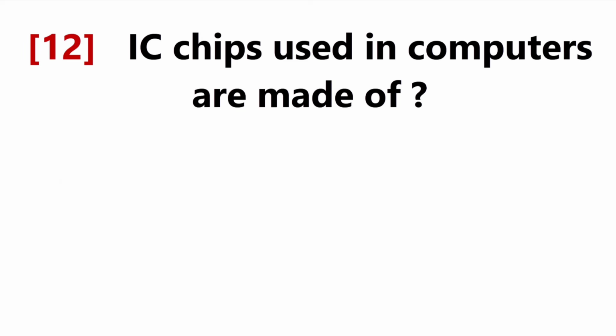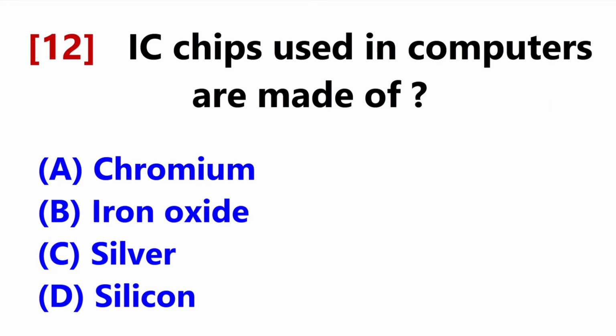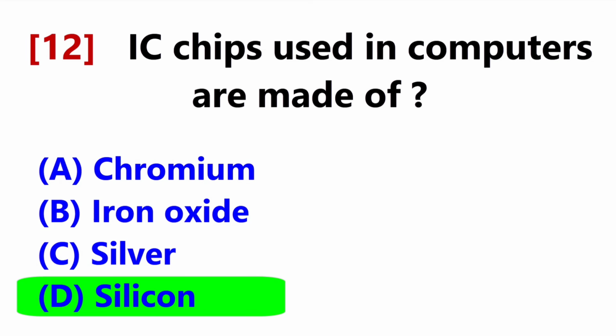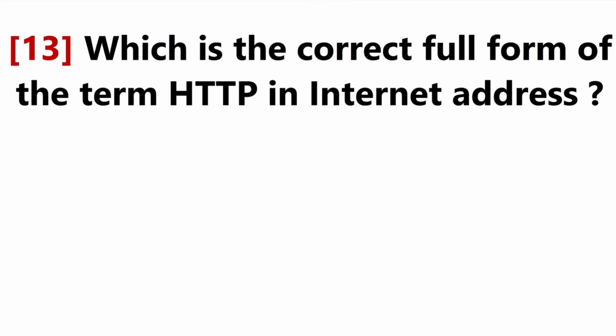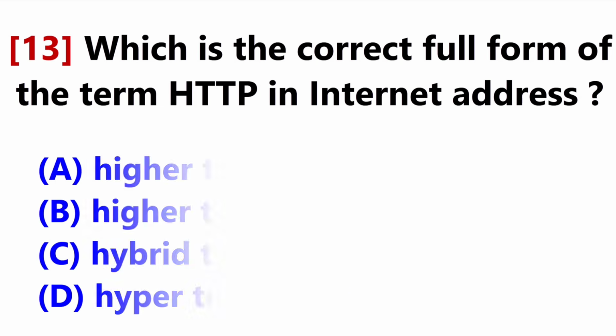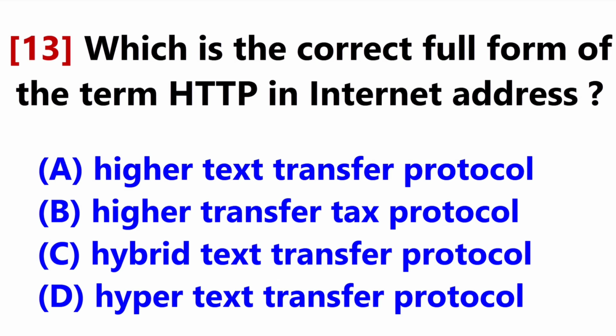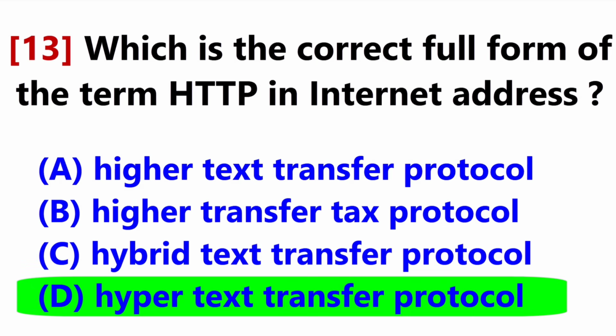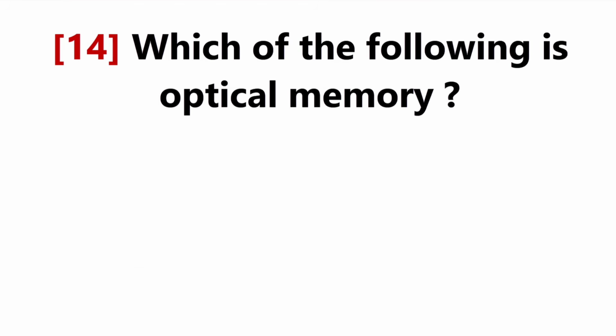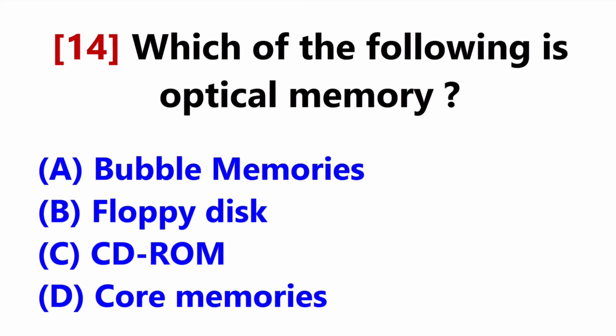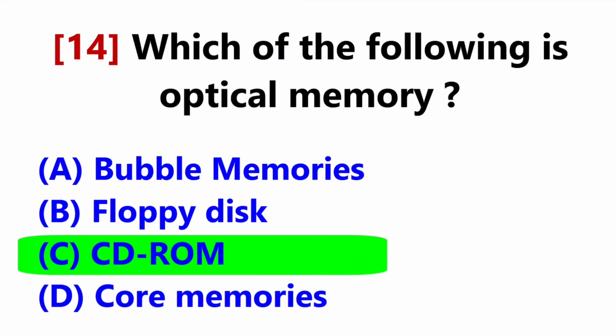IC chips in computers are made of. Answer option D. Silicon. Which is the correct full form of the term HTTP in Internet address? Answer option D. Hypertext Transfer Protocol. Which of the following is optical memory? Answer option C. CD-ROM.